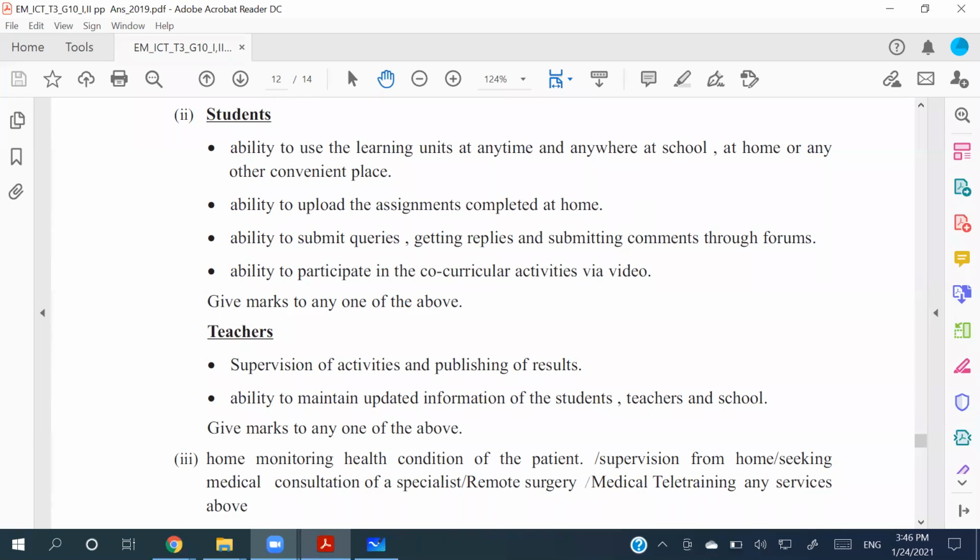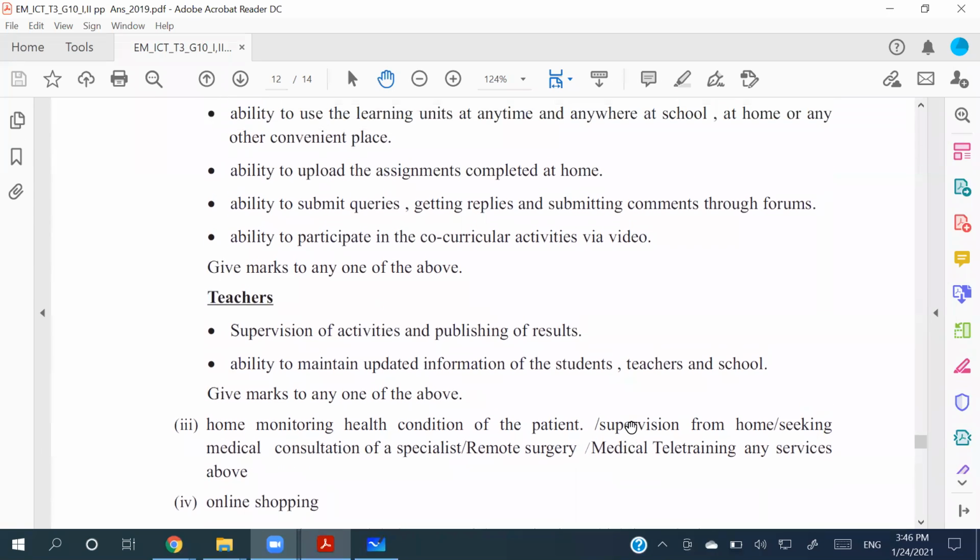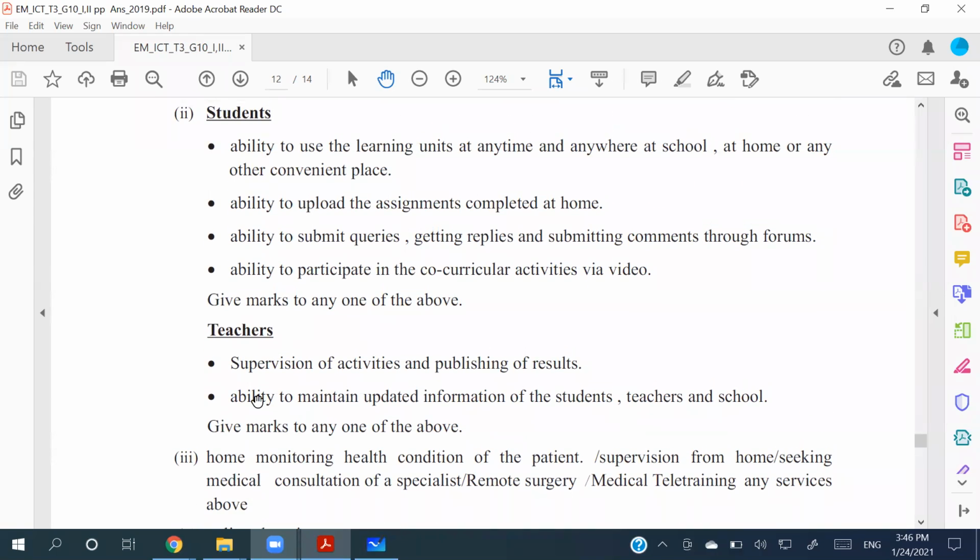And the ability to participate in co-curricular activities. Yes, you can have that answer. For teachers, making online presentations. And for teachers, supervision of activities and publishing of results, and ability to maintain and update information of the students, teachers, and school.